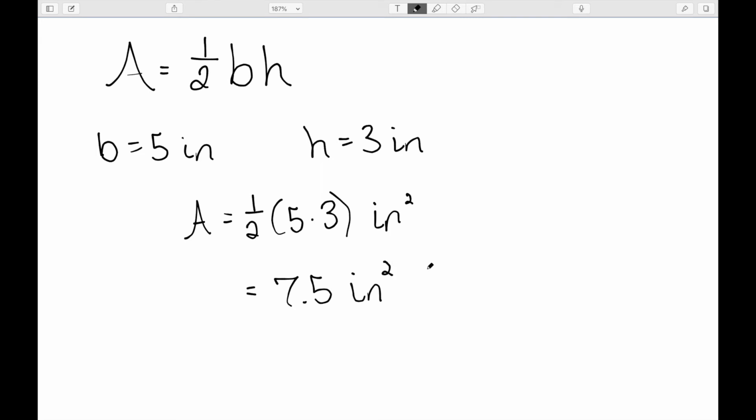The main thing for using this formula is to note that it's very important for the base and the height to be described in the same unit. So for example, here they're both in inches. They could both be in feet or both in centimeters, but if one is in feet and one is in inches, we must convert to a common unit before calculating the area.